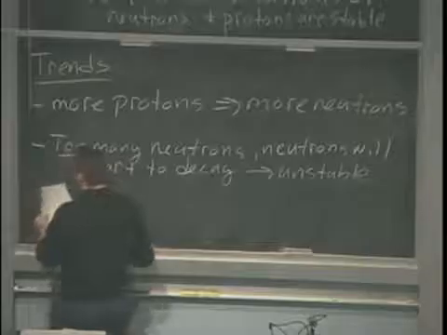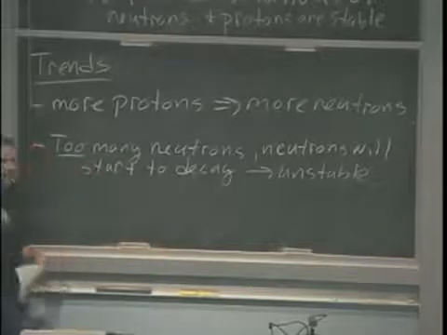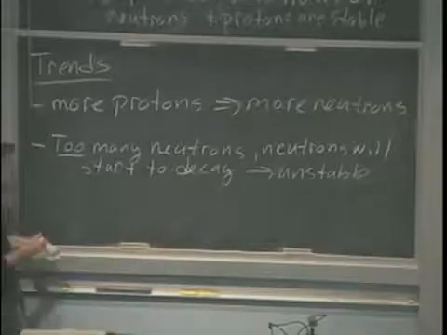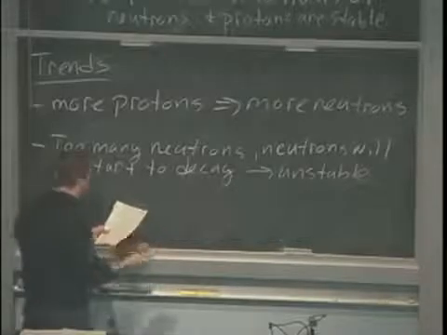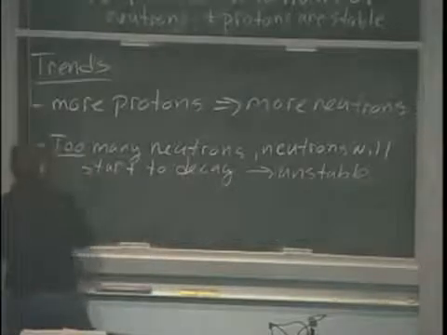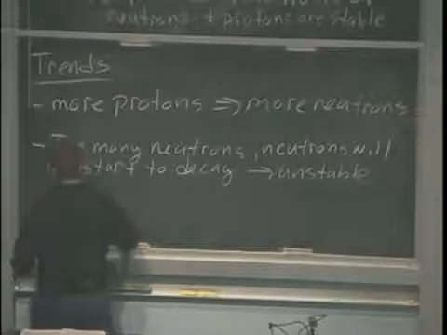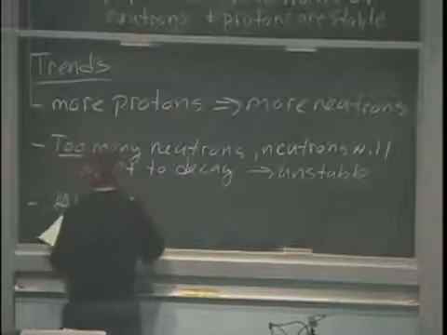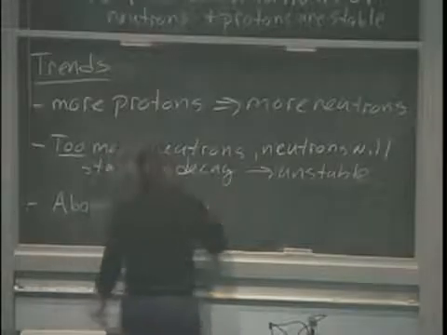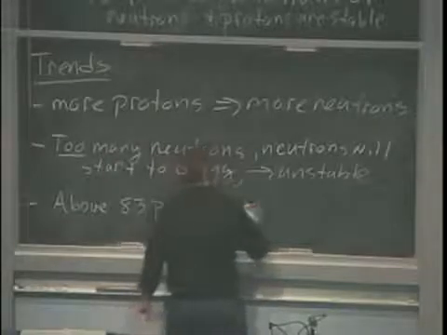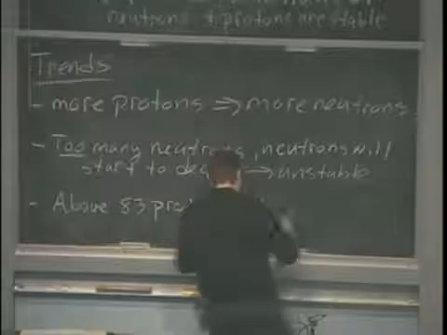Generally, I've already said that the number of neutrons is about 1 to 1.5 times the number of protons. We'll talk about that more in a second. And the last thing I want to point out is that above 83 protons, all nuclei are unstable.